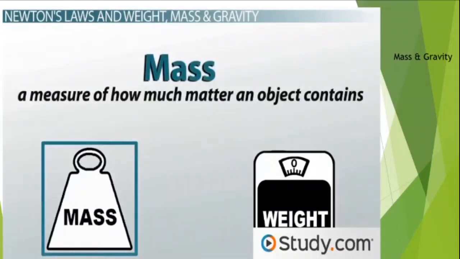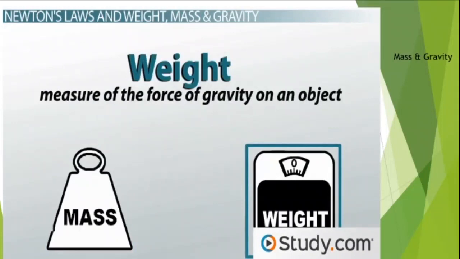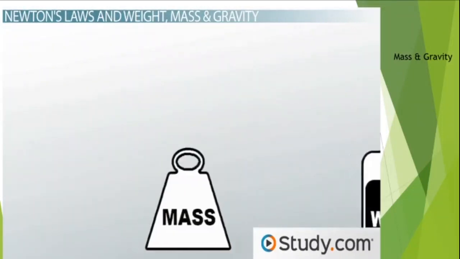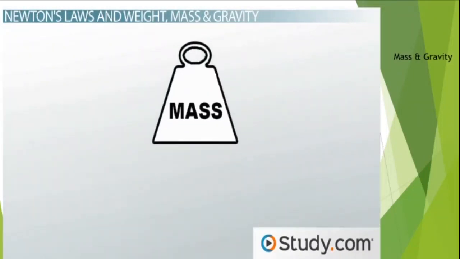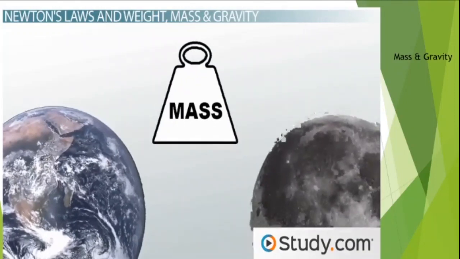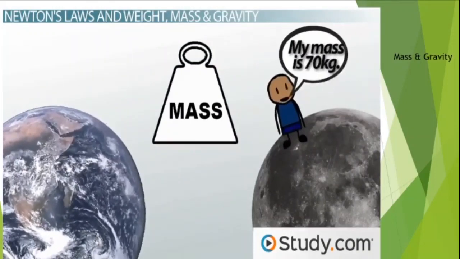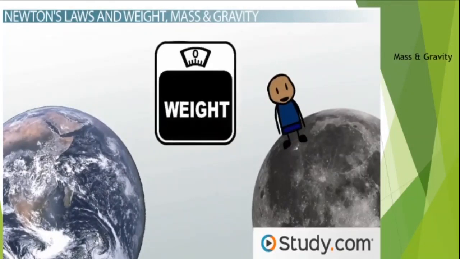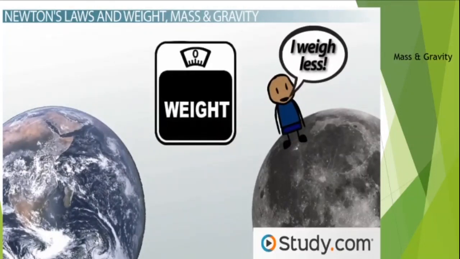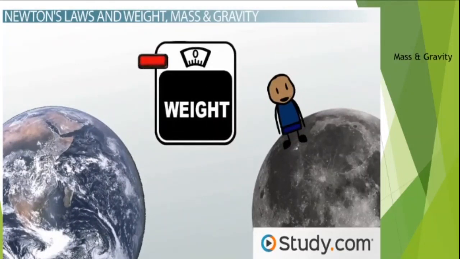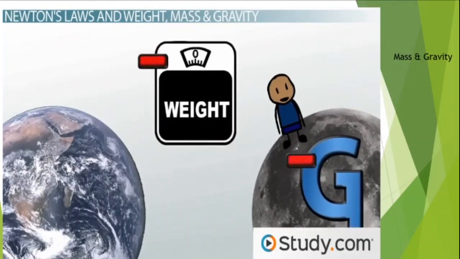Mass is a measure of how much matter an object contains, while weight is a measure of the force of gravity on the object. An object has the same composition and therefore mass regardless of its location. For example, a person with a mass of 70 kilograms on Earth has a mass of 70 kilograms in space, as well as on the moon. However, that same person's weight is not the same since gravity is different in these locations. The person will weigh less on the moon because the moon has less gravity.